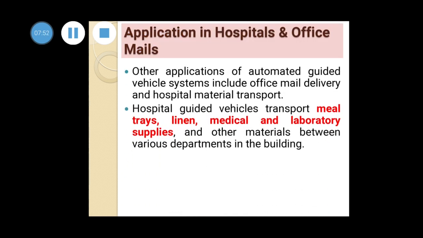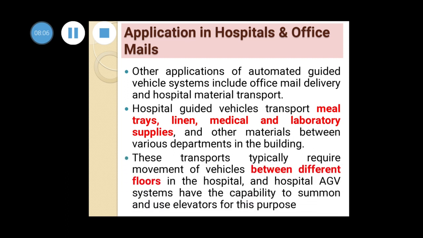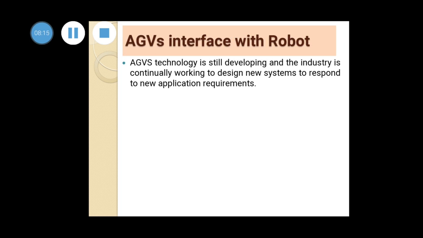Applications in hospitals and office malls. Hospital guided vehicles transport meal trays, medical, linen, and laboratory supplies and other materials between various departments in the building. The transport typically requires movement of vehicles between different floors in the hospital. Hospital AGV systems have the capability to summon and use elevators for this purpose.